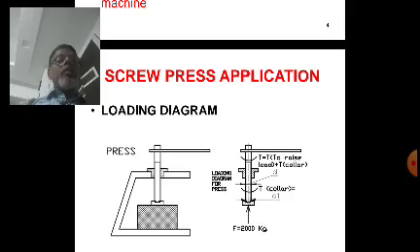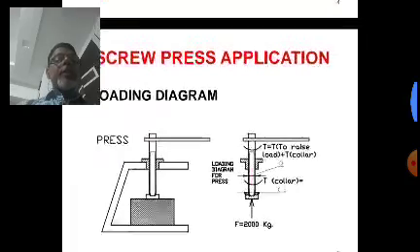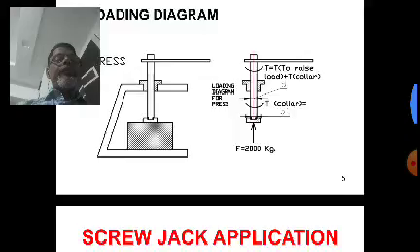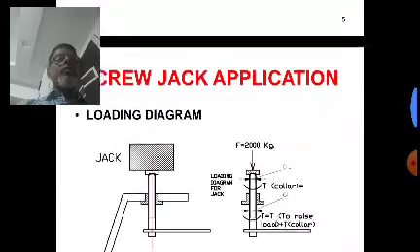You can see here the loading diagram, the screw press application. The Y-shaped part, whatever vertical part you can see here, that is actually the screw, right, the power screw. And then there is a handle provided so that you can apply the torque effort over there, and you can clamp the part which you want.